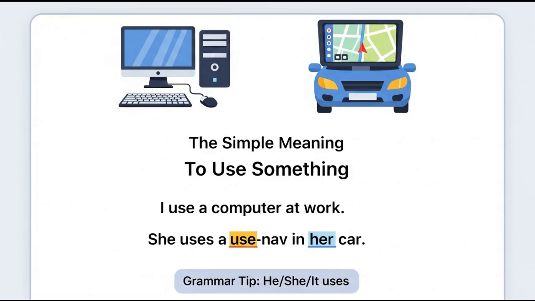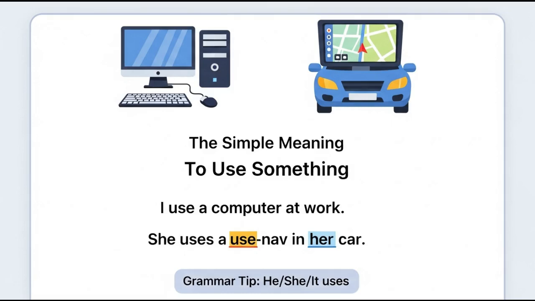Okay, she uses a sat-nav in her car to help her find her direction, how to go to somewhere where she doesn't know the way. A sat-nav machine in her car. She uses. So obviously uses, depending on the person. I use, you use, but he, she, it uses. We just add the S on the end in the present tense.